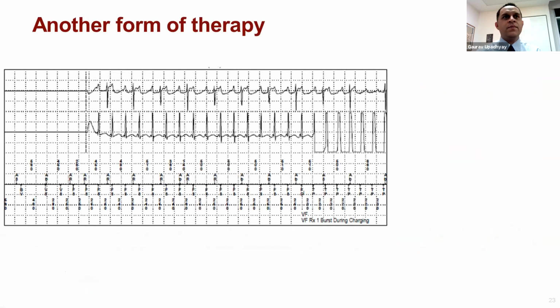Well, what are other forms of therapy? Here's one. I'll ask if Ahmed is okay with this. So what's happening here? There's atrial channel, ventricular channel. The ventricular channel is sensing tachycardia, with a far field sensation also in the atrial lead. And then after a certain period of time, it seems like the pacemaker is overtaking.